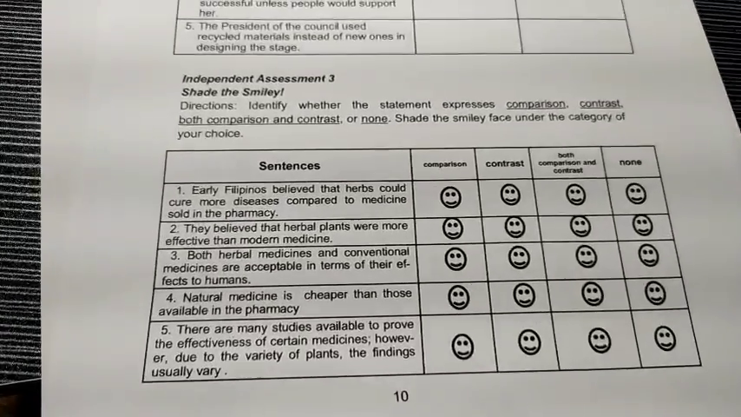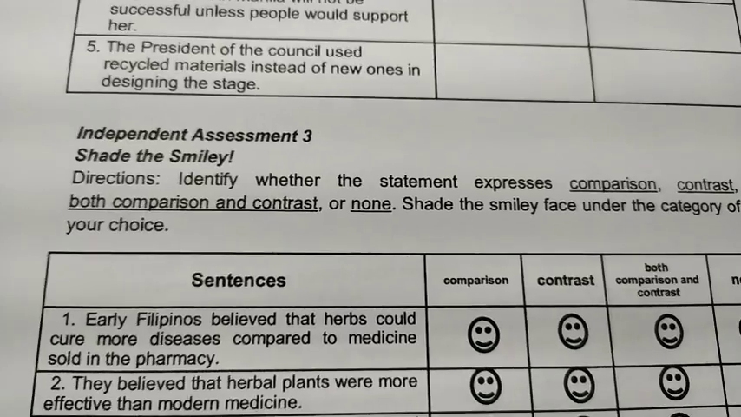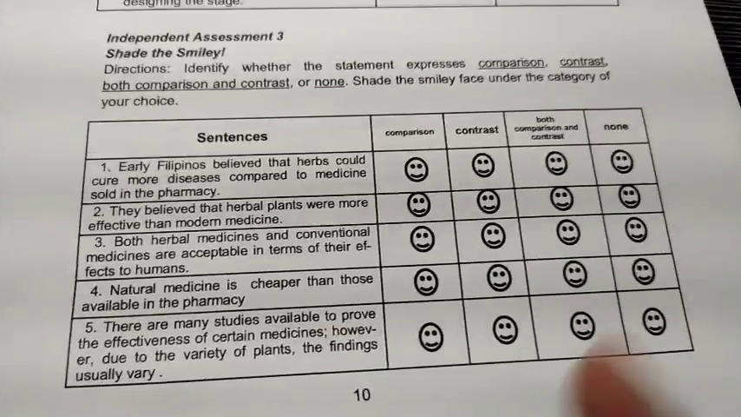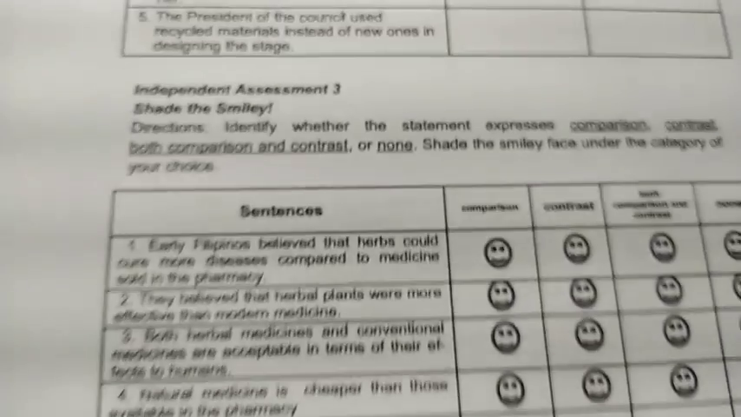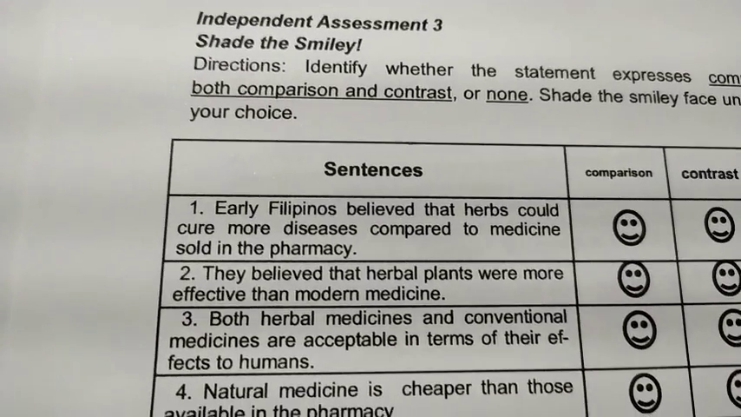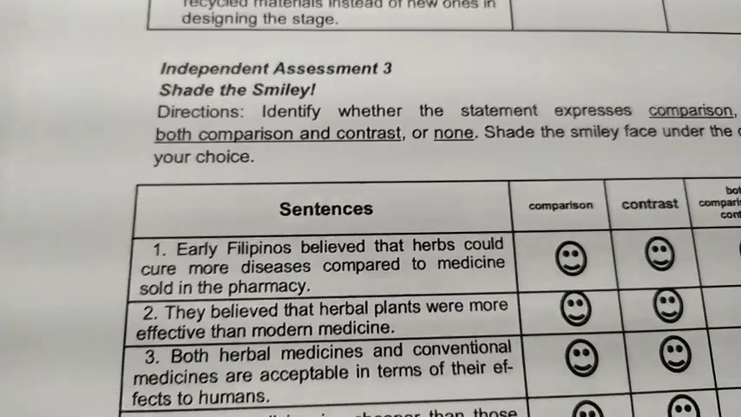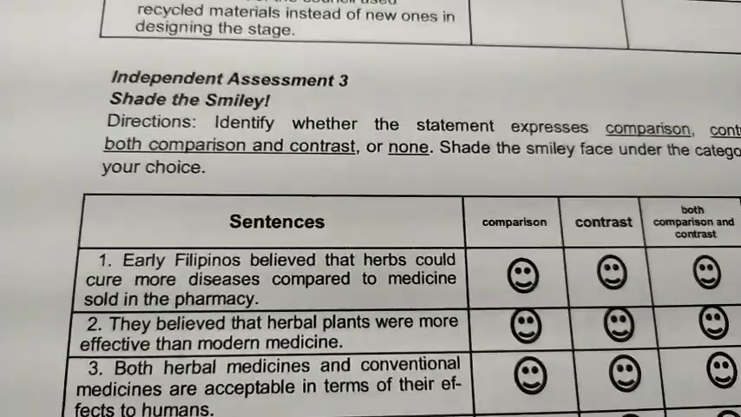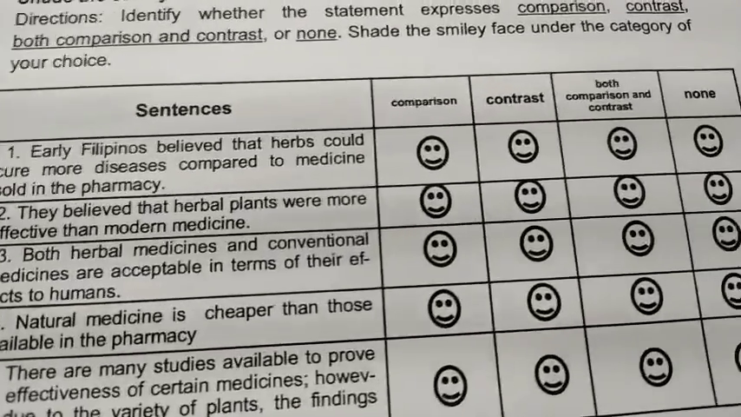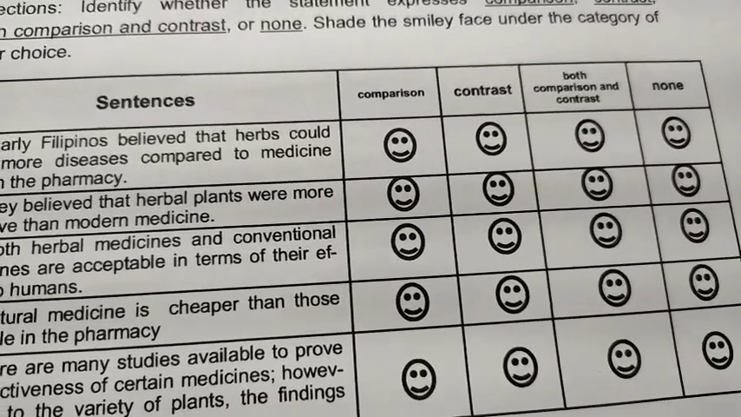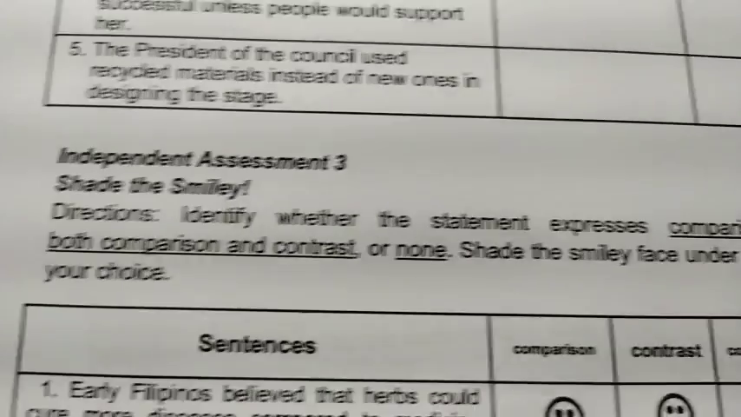So for independent assessment number 3, you just simply write if it's comparison, contrast, or both comparison and contrast, or none. So you don't need to copy these things on your activity sheet. You will just simply write if it's comparison or contrast, both or none. So you have to read the sentences. Early Filipinos believed that herbs could cure more diseases compared to medicine sold in the pharmacy. So is it for comparison or contrast? Both or none? So same thing will be done until number 5. So you don't have to shade it. You don't need to copy this one on your answer sheet, but you will just simply write if it's comparison, contrast, both, or none.